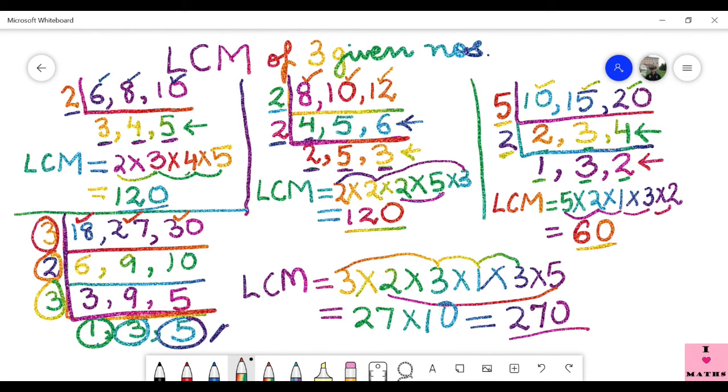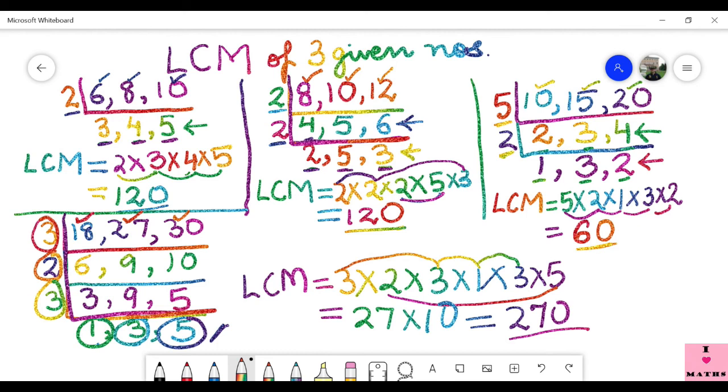So children, this is how we find the LCM of three numbers. Preferably, there should be one prime number which can divide all the three numbers. But if there is no number which will divide all three numbers, then we will select that number which will divide at least two out of the three numbers.